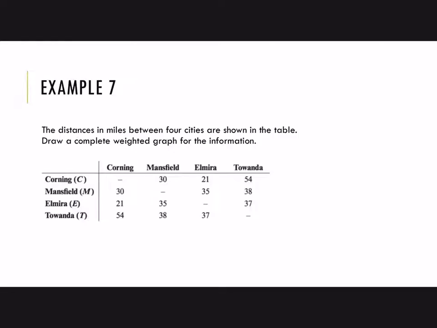Alright, so let's draw a complete weighted graph. So we have the distance in miles between 4 cities shown in this table. These are cities in New York. Alright, so the graph would need to have vertices for those 4 cities. So we've got Corning, Mansfield, Elmira, and Towanda. Okay. Now it's a complete graph, so I'm going to connect all of the vertices to all of the other vertices.